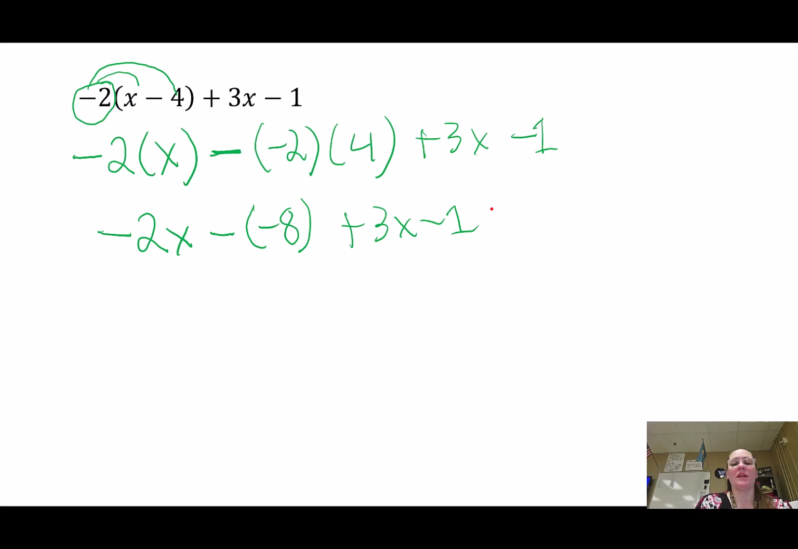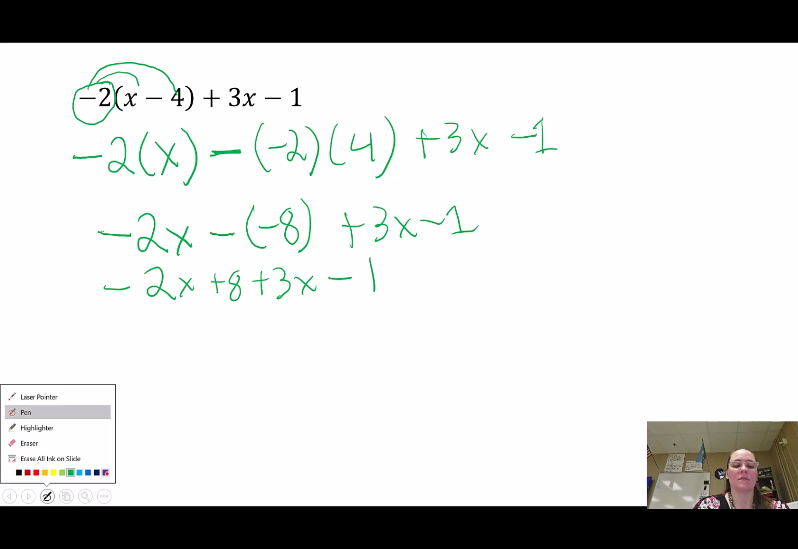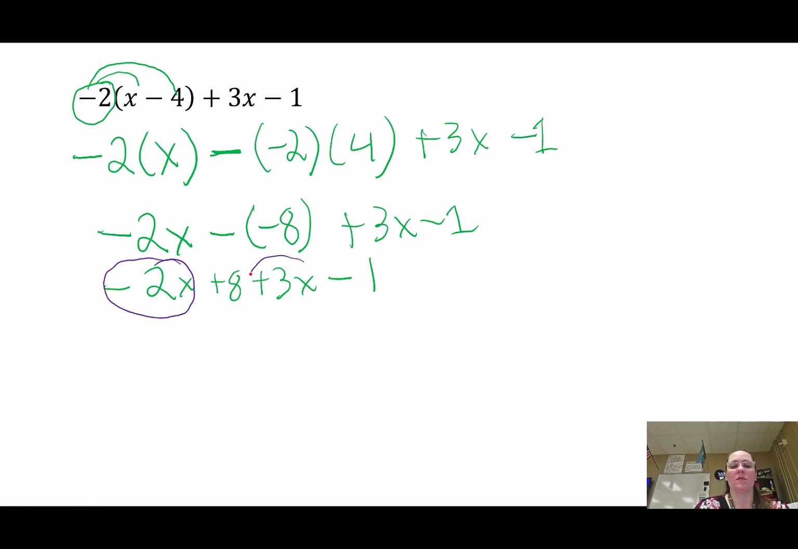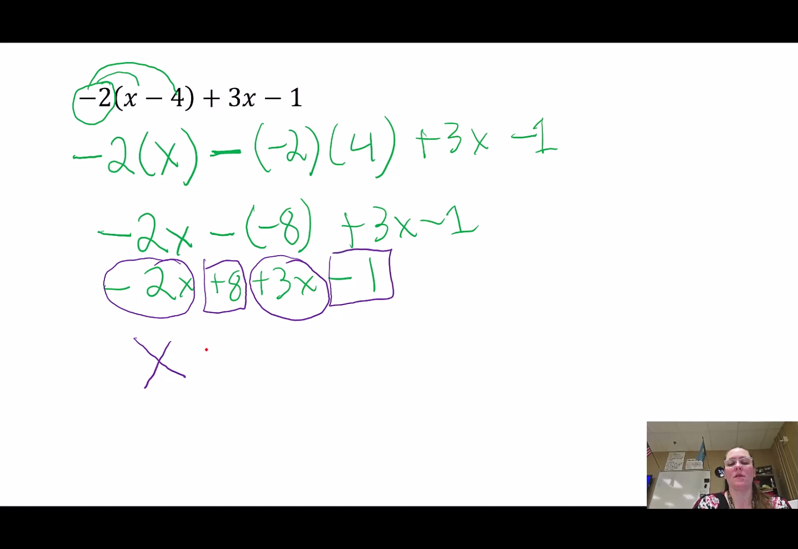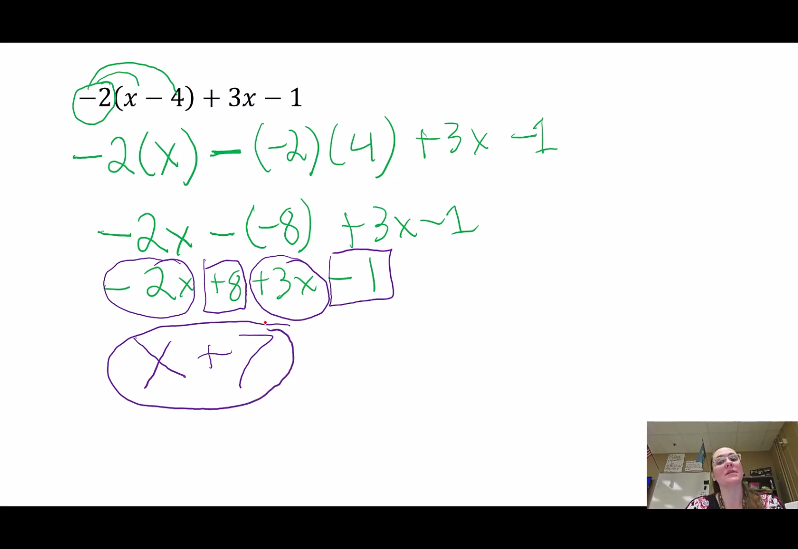Okay, remember when we have a double negative here, that's going to become positive. Okay, and from here we're just combining like terms. So my -2x plus 3x gives me x, or 1x. And then 8 and -1 gives me 7. So my answer is x plus 7.